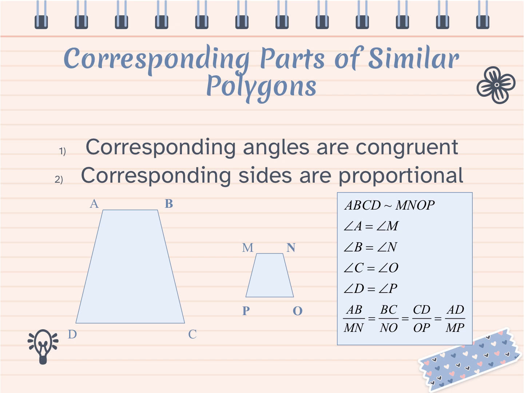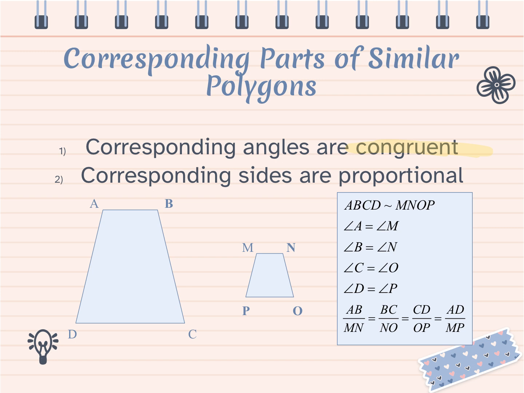All right, first thing you need to know, corresponding angles are congruent. We should know what the word congruent means. Congruent also means equal. So they're going to be the same no matter how big or large the shape is. The angles are always going to be the same.